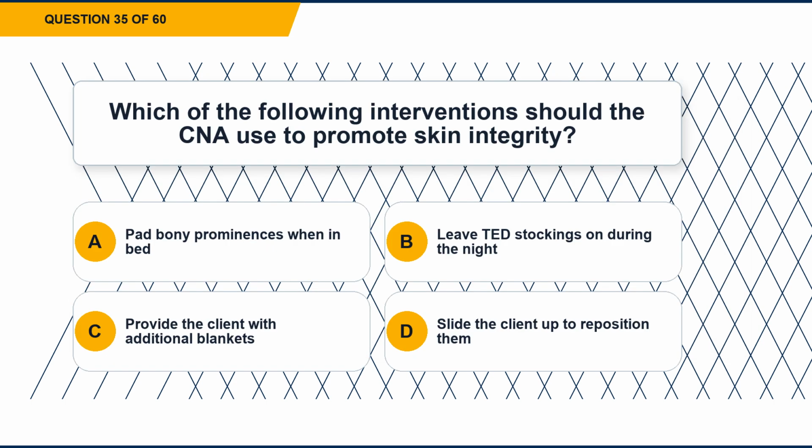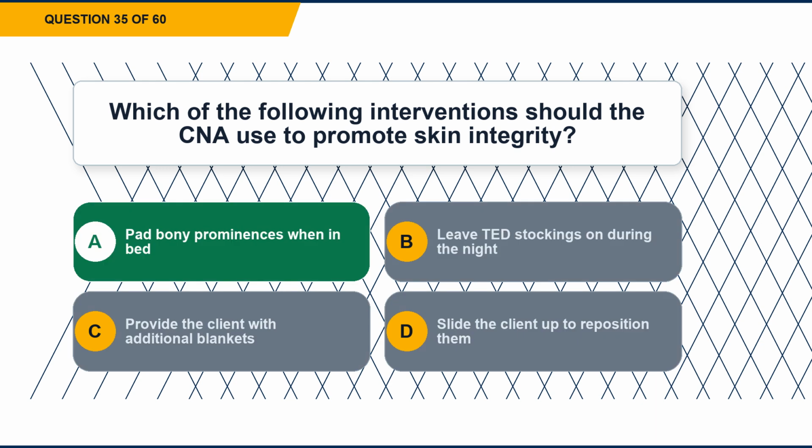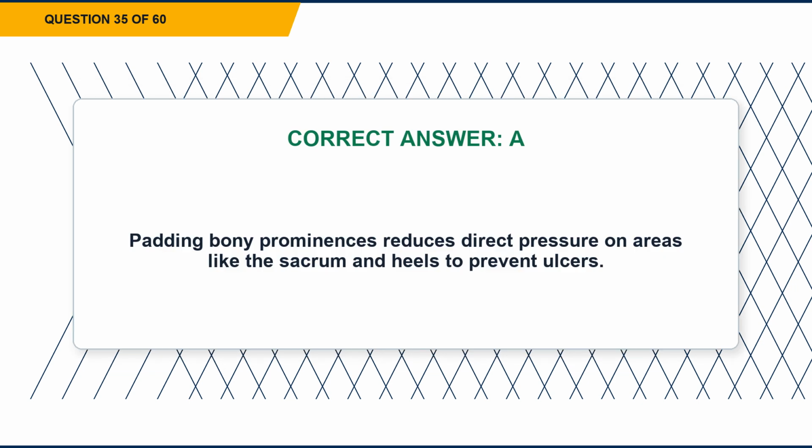Question 35. Which of the following interventions should the CNA use to promote skin integrity? Option A, pad bony prominences when in bed. Option B, leave TED stockings on during the night. Option C, provide the client with additional blankets. Option D, slide the client up to reposition them. The correct answer is option A, pad bony prominences when in bed. Explanation: padding bony prominences reduces direct pressure on areas like the sacrum and heels to prevent ulcers.